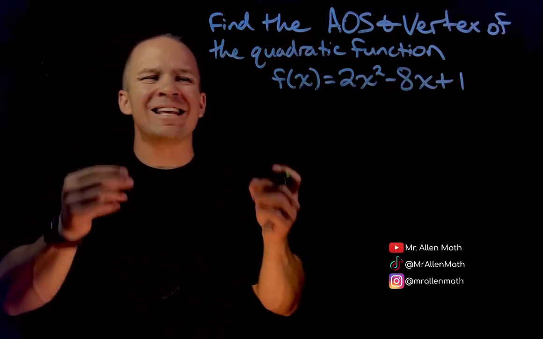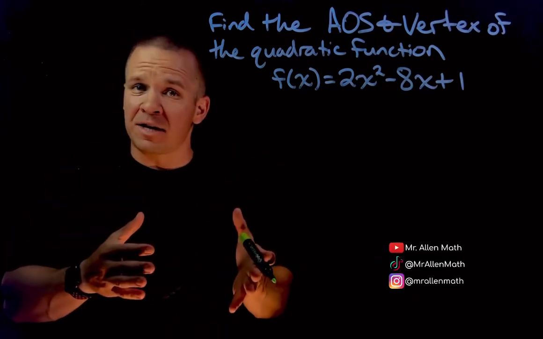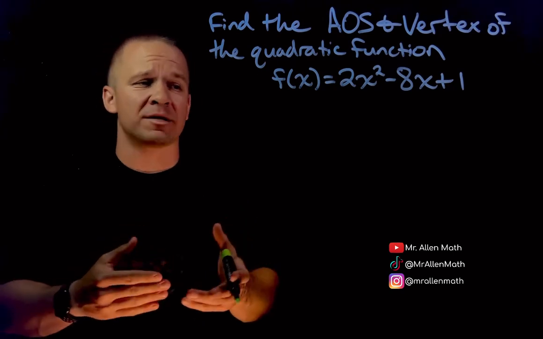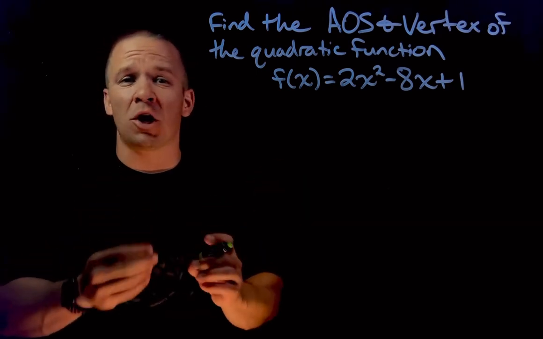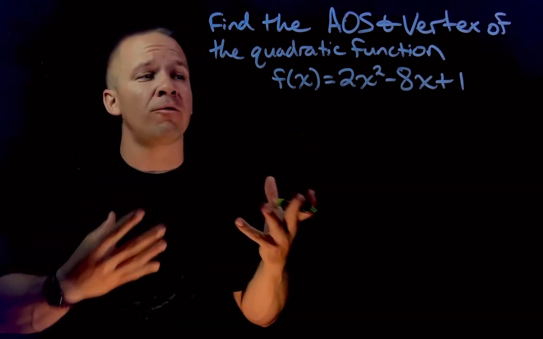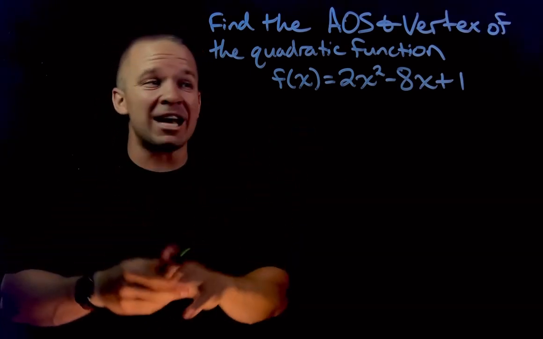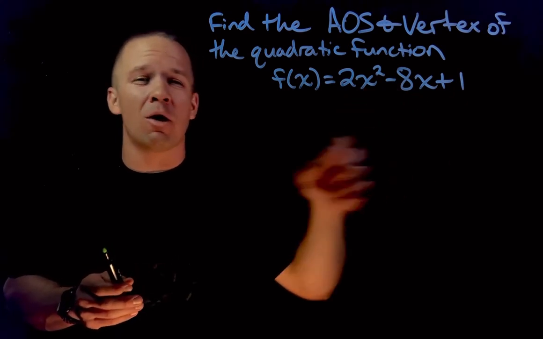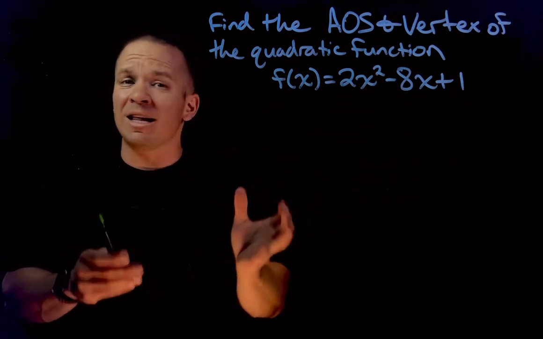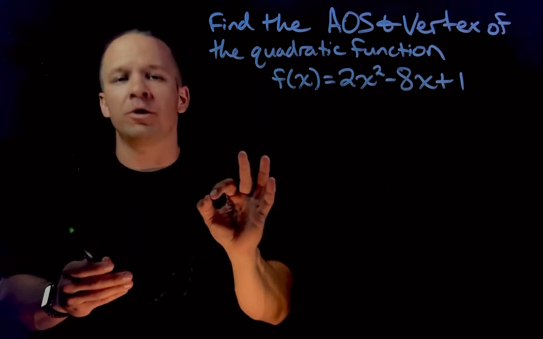Mr. Allen here. We're going to find the axis of symmetry and vertex of this quadratic function f of x equals 2x squared minus 8x plus 1. Now, this is what's called standard form or general form, and the only thing that's easy to get from this one is my y-intercept, which would be (0, 1). Substituting in 0, super easy. But getting anything else from here takes a little bit of work. We're going to do some work.